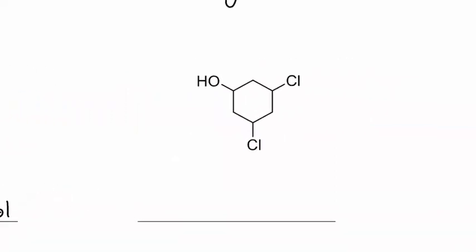Next, we have a cyclic one. Name of the parent chain. It's based on cyclohexane, yes? Great, cyclohexanol. Remember that cyclobenzol doesn't exist. That's phenol. A benzene ring with OH, that's called phenol. And just because it's a hexagon, that doesn't mean that it is a benzene. There's no lines, there's no circle in it. This is a cyclohexanol.